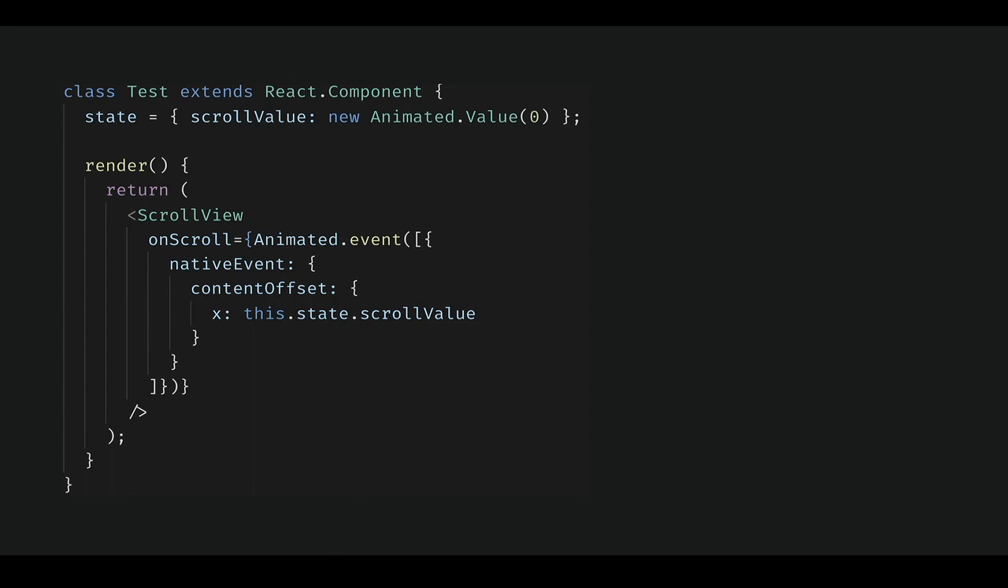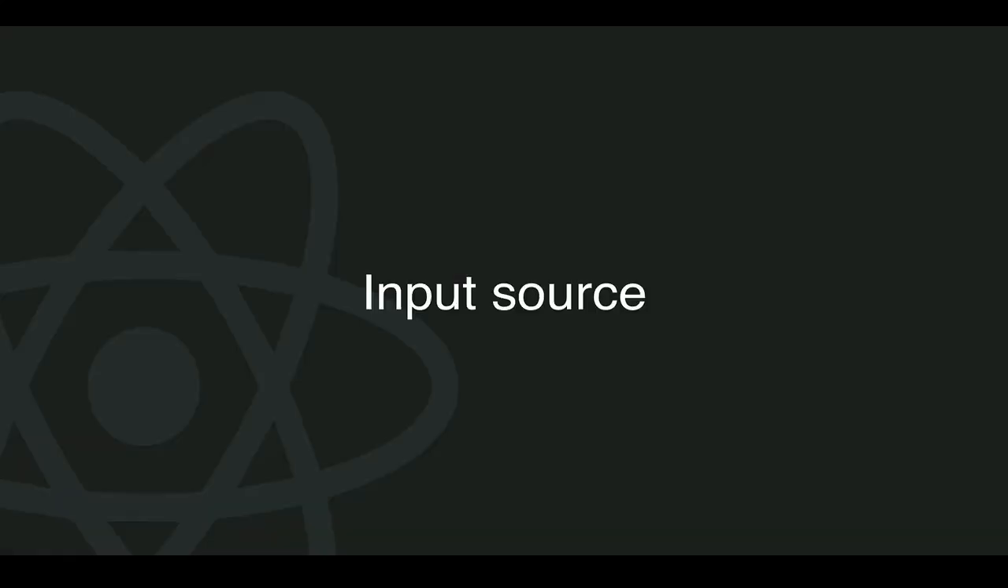So in today's case, as I said, we used animated.event to kind of bind this event with the scroll value on state. So in other words, gestures are just yet another input source to animate through the animated.event. And turns out pretty much anything can be an input. It doesn't have to be a scroll position. It doesn't have to be a gesture. As long as it's a number that changes over time, you can interpolate this.